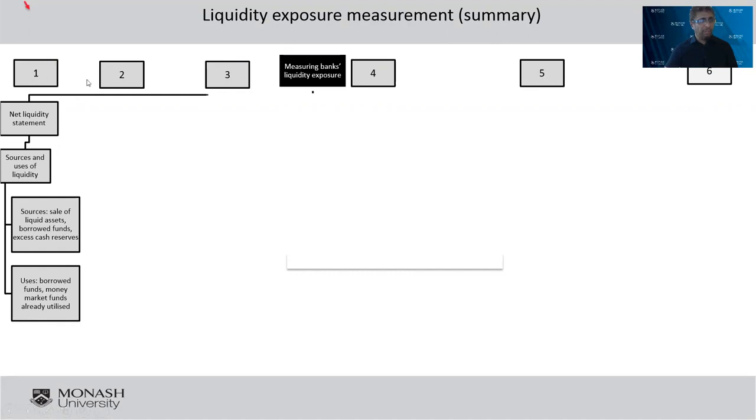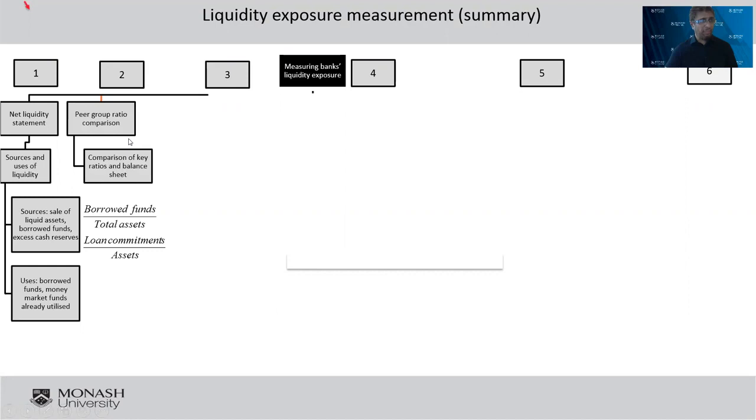Now I have numbered those 6 measures here, and when I cross-reference these numbers, I cross it to the slides that I will explain. The second part is the big group. We take 2 ratios, which are borrowed funds over total assets and loan commitments over total assets, and we compare them to our peers in the industry and see how we are doing on this front. Number 3 is the liquidity index.